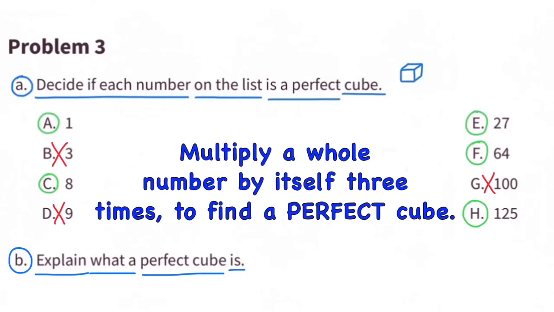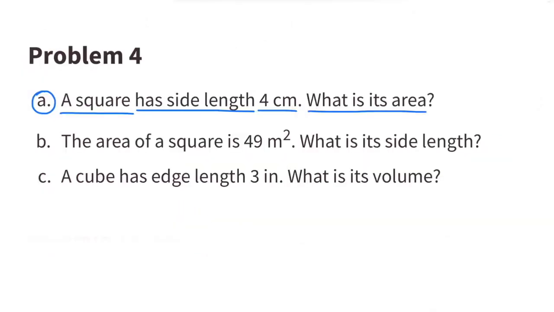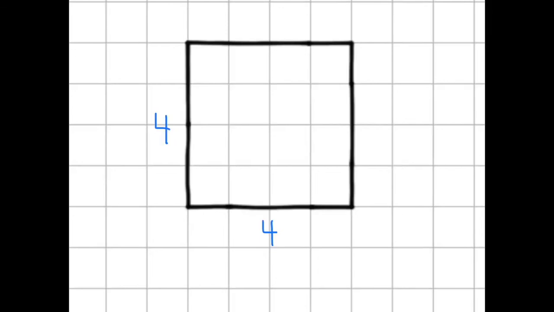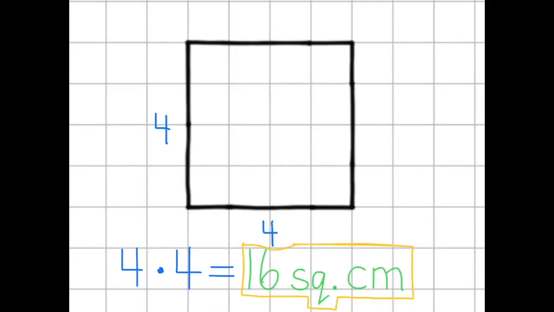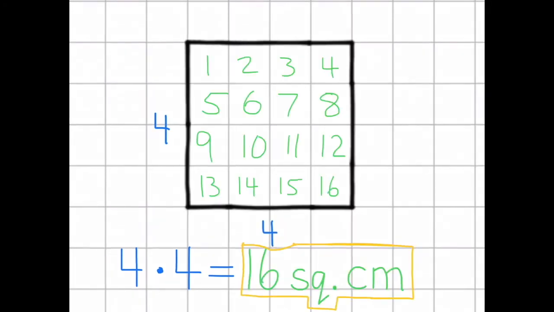Multiply a whole number by itself 3 times to find a perfect cube. Number 4. A. A square has a side length of 4 centimeters. What is its area? Here's an illustration of a square that has side lengths of 4 centimeters. 4 centimeters times 4 centimeters equals 16 square centimeters.